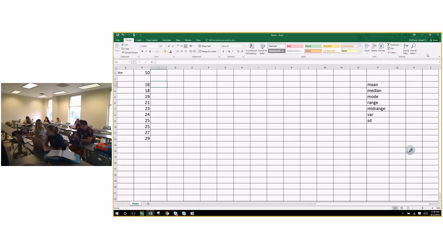Range is highest minus lowest. Mid-range is highest plus lowest divided by 2.